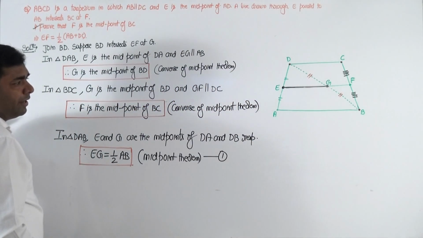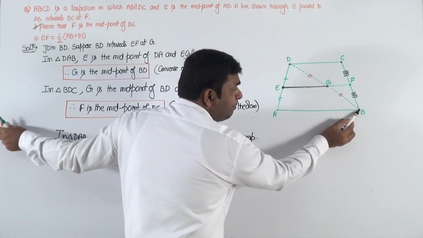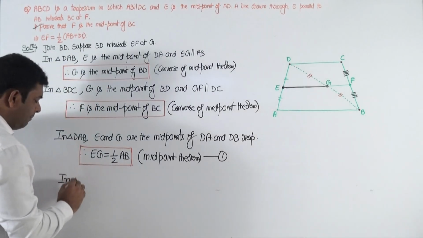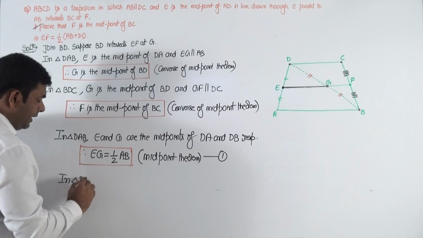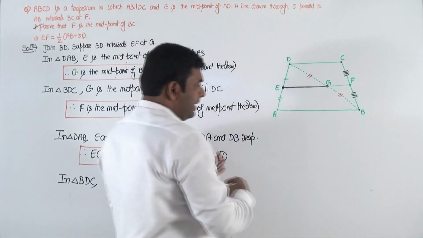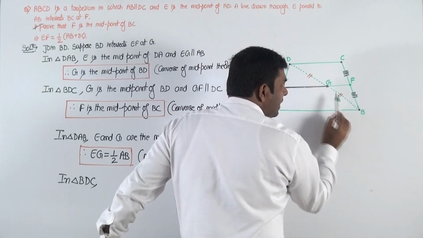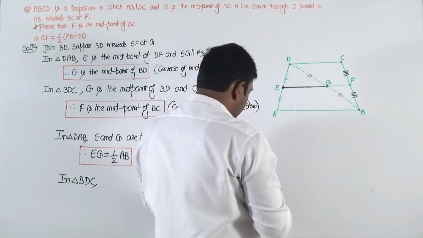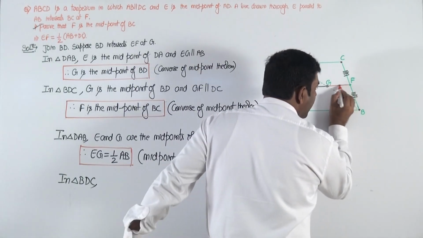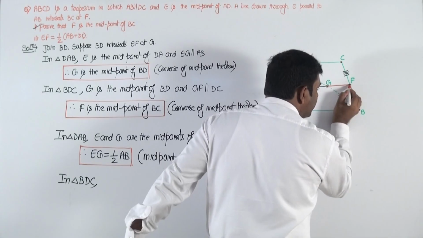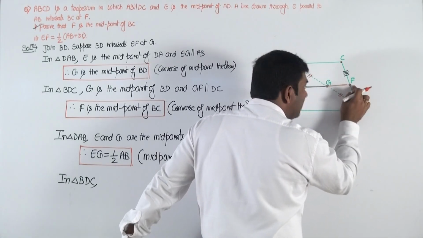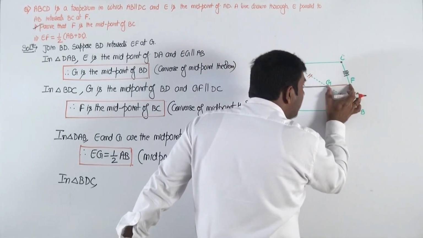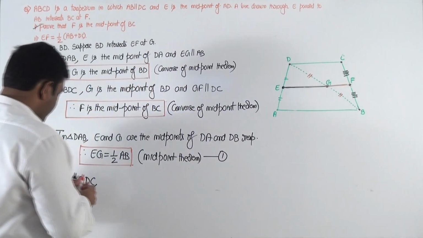Next, in triangle BDC, इस triangle में अगर आप देखोगे, in this triangle, G is the midpoint of BD, F is the midpoint of BC. So therefore, the line segment joining the midpoints of two sides is parallel to the third side, is equal to half of this. Parallel वाला मैं नहीं लिखूंगा, मुझे जरूरत नहीं है. So वही बात मैं लिखूंगा.